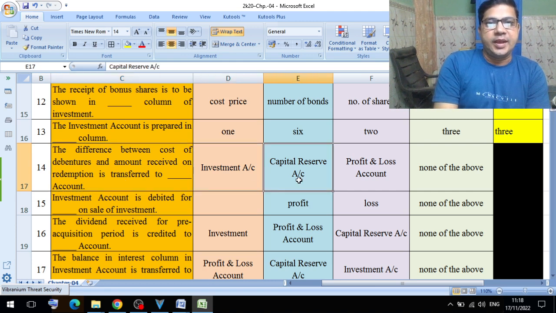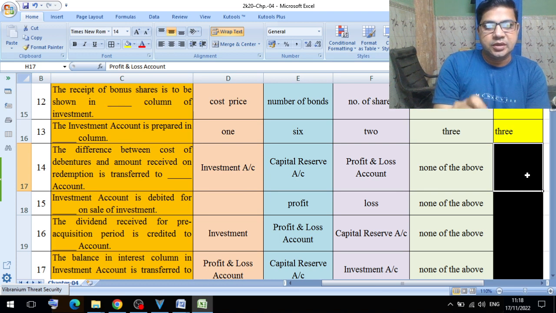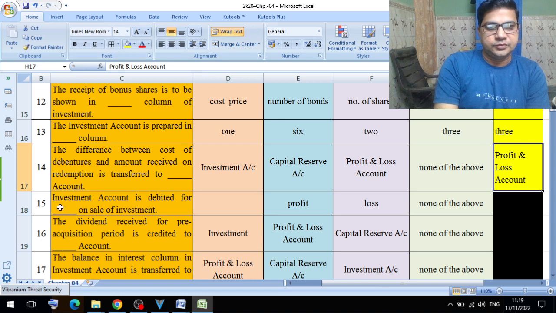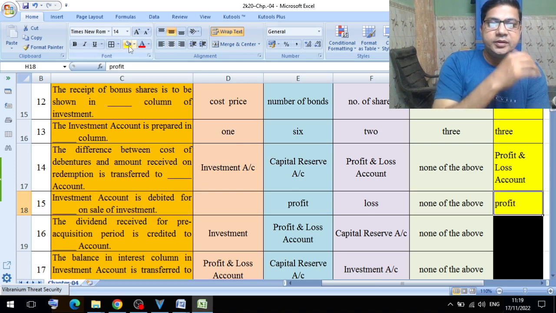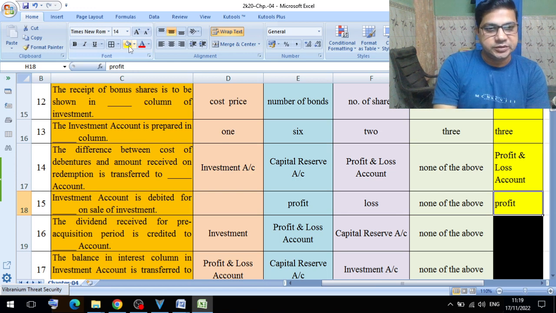Options: investment account, capital reserve account, profit and loss account, none of the above. Here the difference between cost of debenture and amount received on redemption is transferred to profit and loss account. Next, investment account is debited for dash on sale of investments: profit, loss or none of the above. So it is always debited for profit on sale of investments.